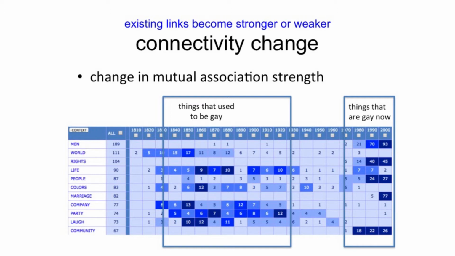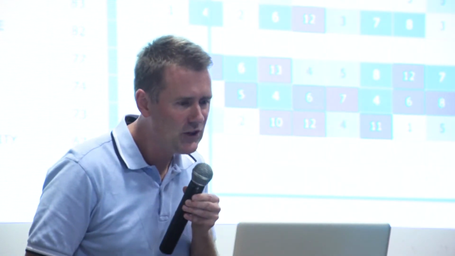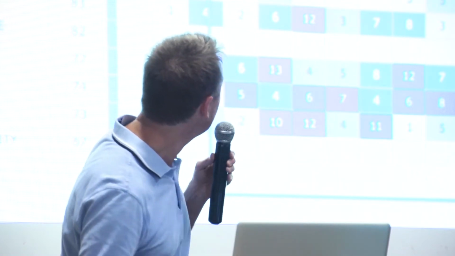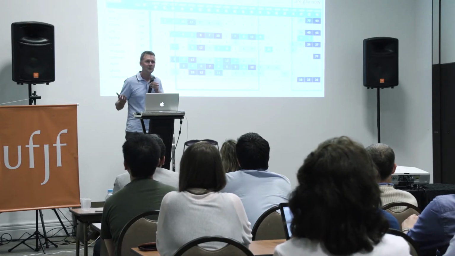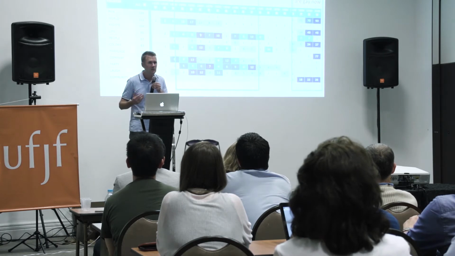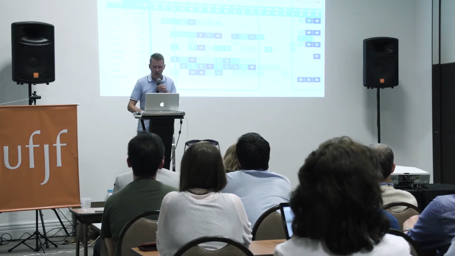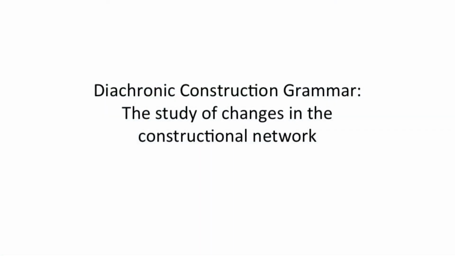Just to show you another example of connectivity change, existing links can also become stronger or weaker. This is a screenshot from the Koha corpus showing you changes in mutual association strength, namely collocates of gay. So you see on the left-hand side things that used to be gay, and on the right-hand side you see things that are gay now. And you notice that the collocates of gay have changed a lot, which of course reflects meaning change, lexical meaning change.